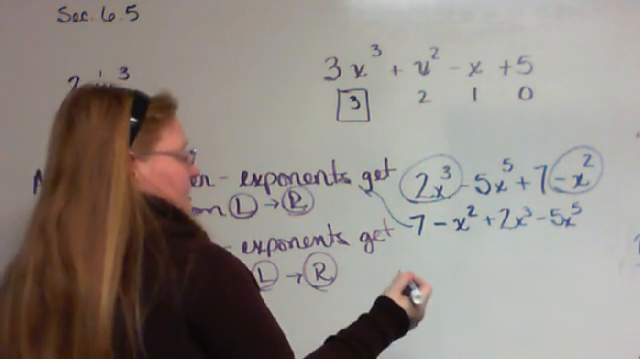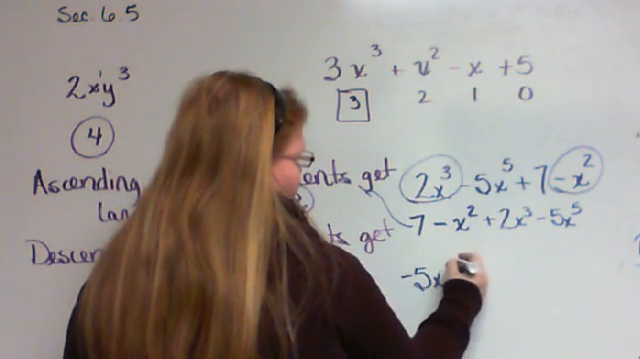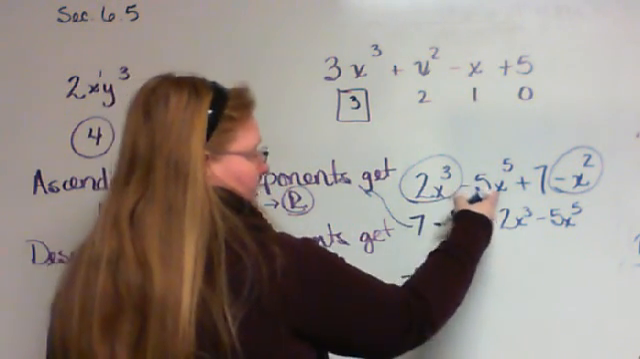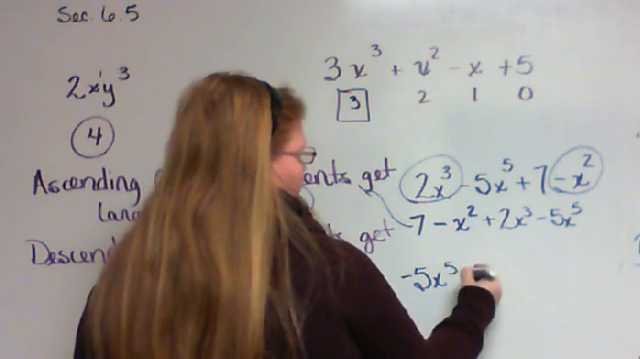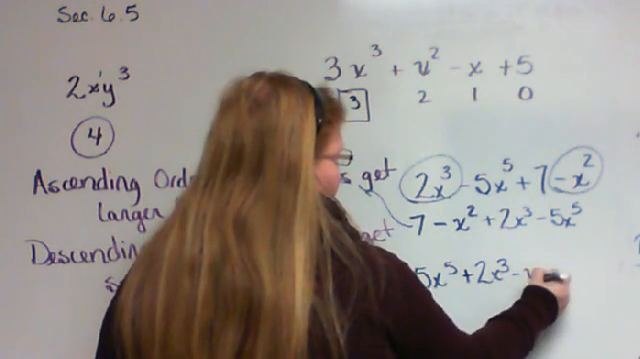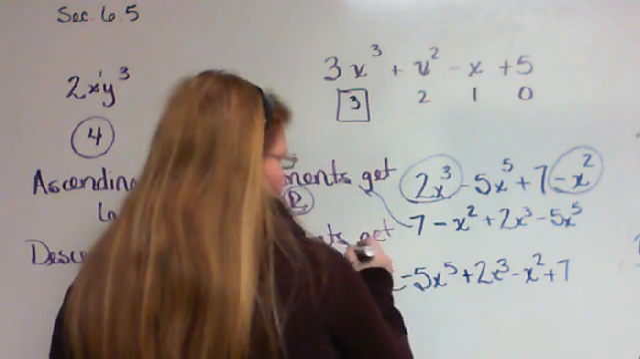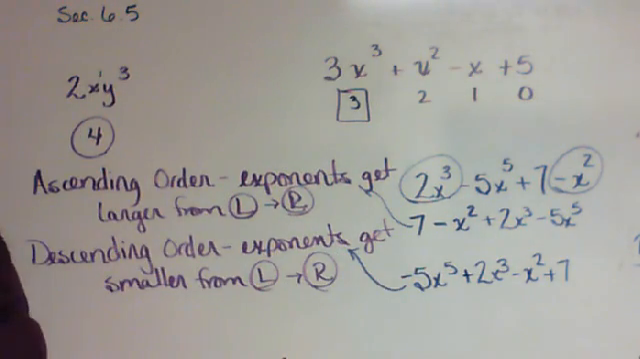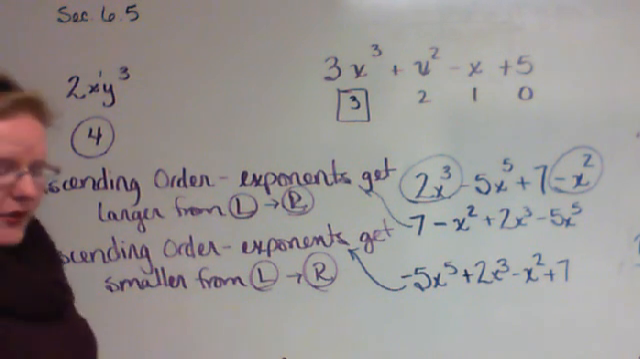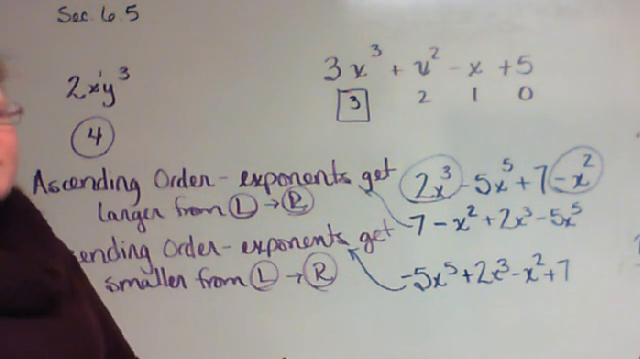And then if I wanted to do descending, I have to start with my largest one. So negative 5x to the 5th, because the sign in front goes with it. And then plus 2x cubed. And then minus x squared and plus 7. And that one is the descending one. Now I know you're thinking to yourself, what's the big deal? Huge deal. Huge, huge, huge deal. Not because it changes anything. It doesn't change anything at all. But the reason it's a big deal is because it's the difference between being pretty and not being pretty.